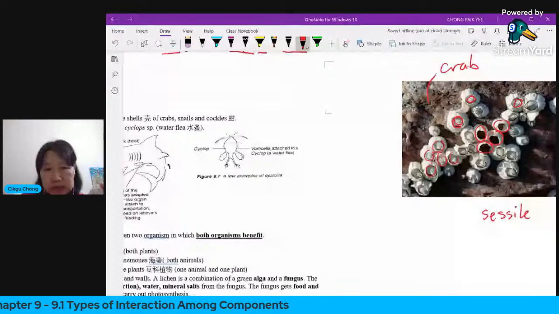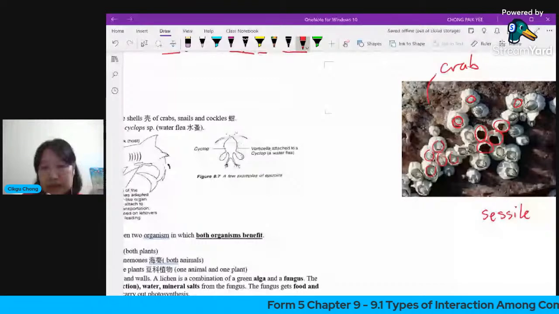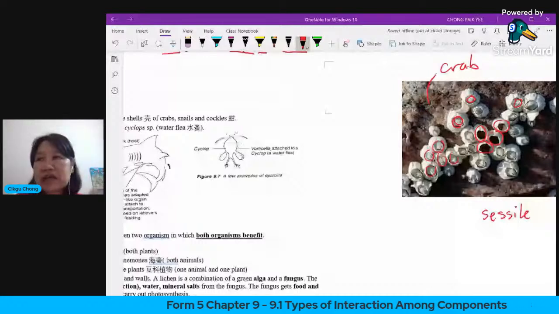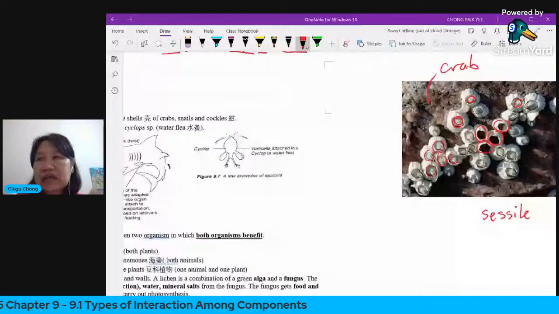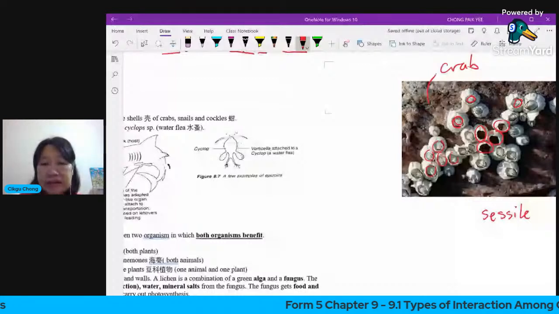So you can imagine the alga is green. The fungus is not green, okay? It is more of a grayish color or brownish color. It is definitely not green. So this combination of greenish, yellowish, that kind of thing, they stay together, right? That is called a lichen. How do they help each other?